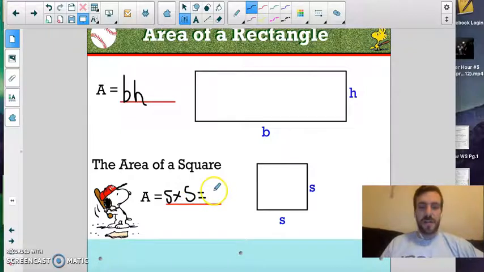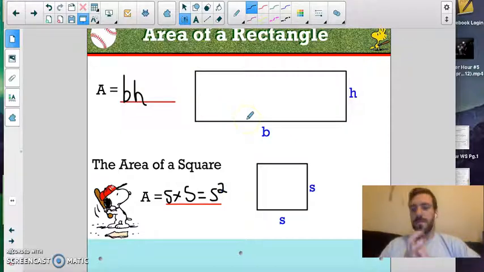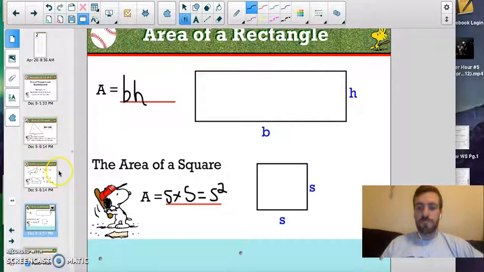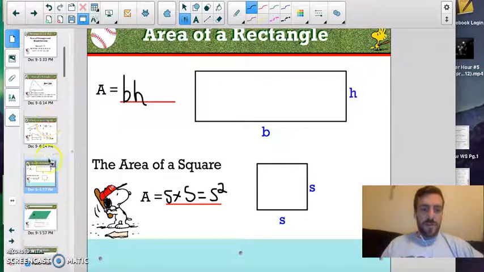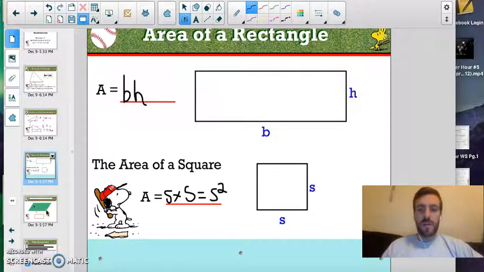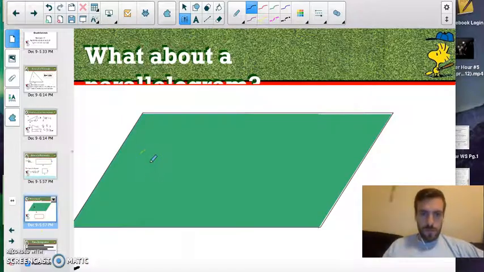It's side times side, which is the same thing as side squared. We should all know this. This is from like 5th grade. But if you don't, great refresher. And hopefully it'll come back to you quickly.